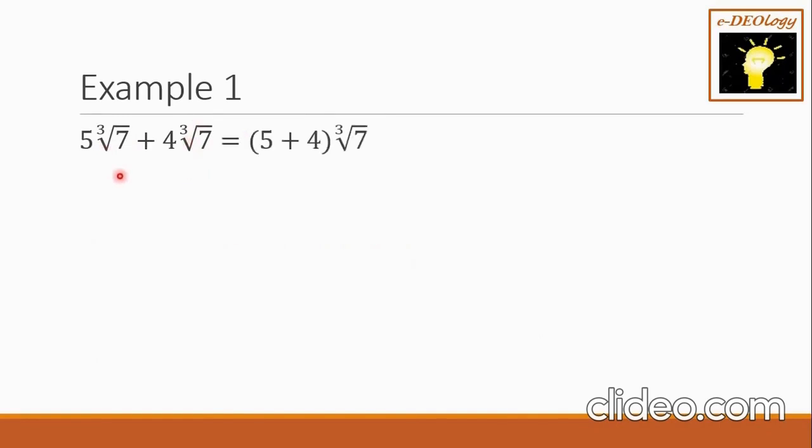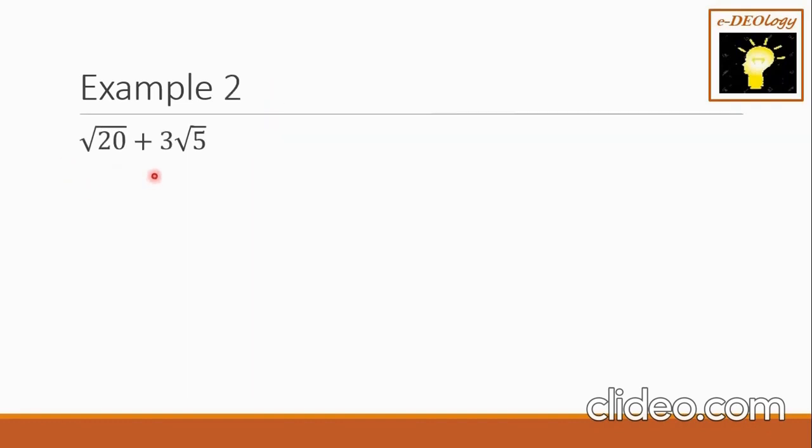So we can now add the numerical coefficients, 5 plus 4, and then the common radical is affixed here. Next, we simplify the 5 plus 4; it becomes 9 cube root of 7. So this is our final answer. Let's have the second example.